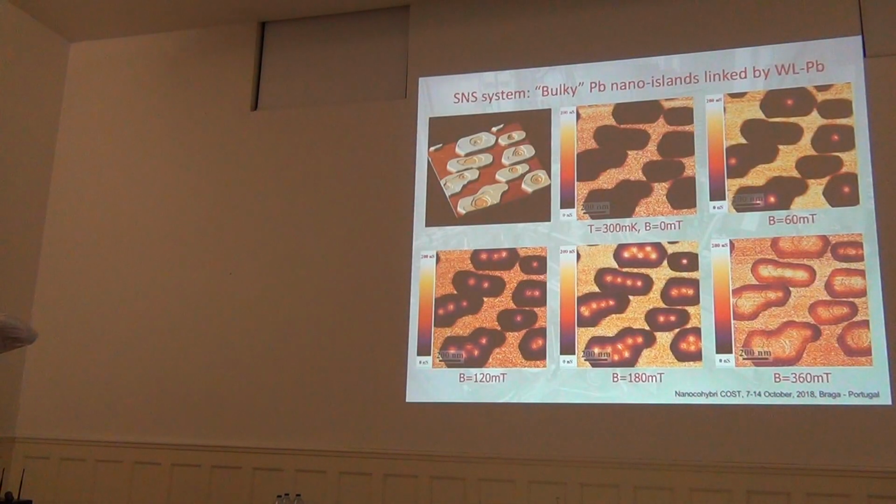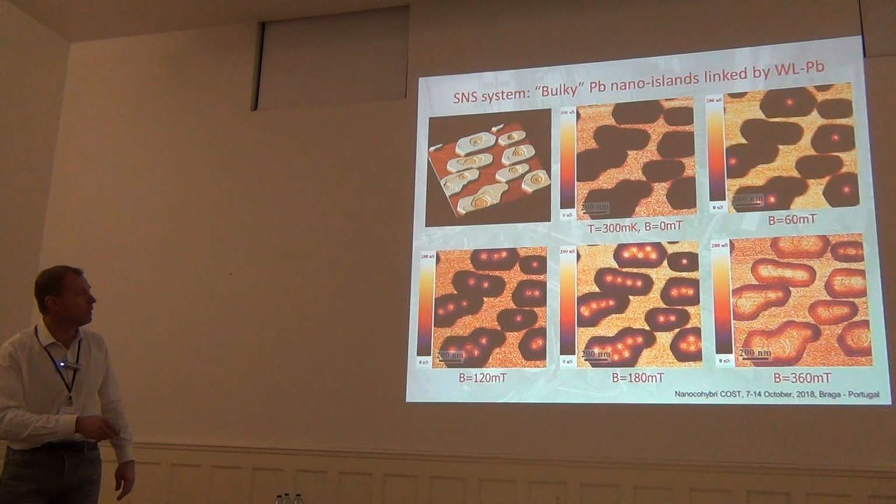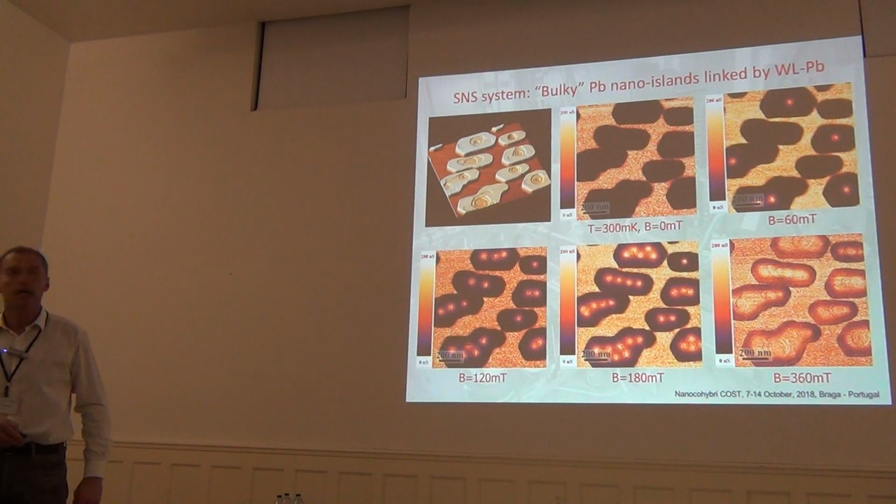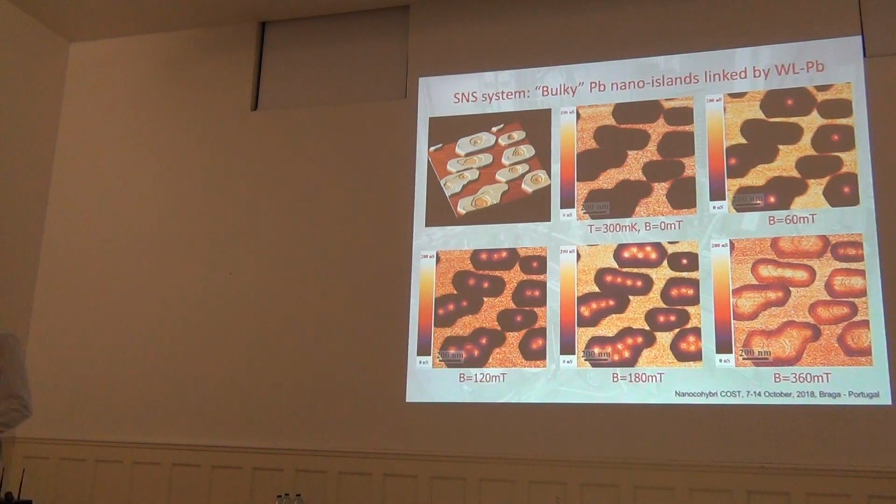Now, what about Hc2? Hc2 is somewhere in between. It's about 300 millitesla. Is lead a type 1 superconductor? Lead is type 1, of course. Why are we talking about Hc2? Yes, lead is okay. Good question.